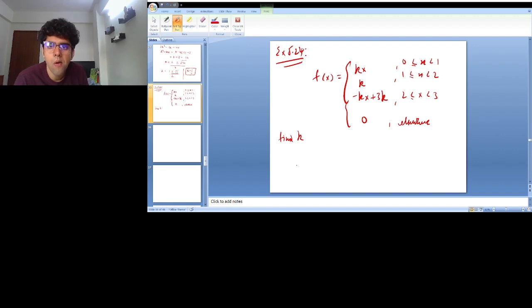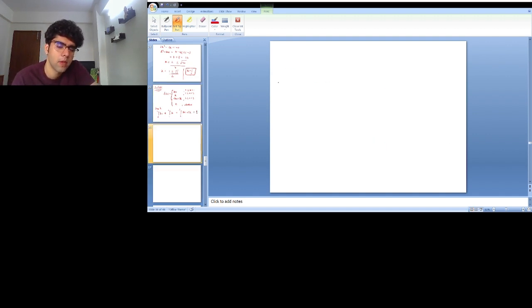For finding k, I am just finding the value of the PDF over the limits of x, and this should be equal to 1, right? So from 0 to 1 we have kx as the PDF. From 1 to 2, for the values of x lying between 1 and 2, we have the PDF as k, and for 2 to 3 we have the PDF as minus kx plus 3k, and all of this should be equal to 1 because this represents the area under the curve.